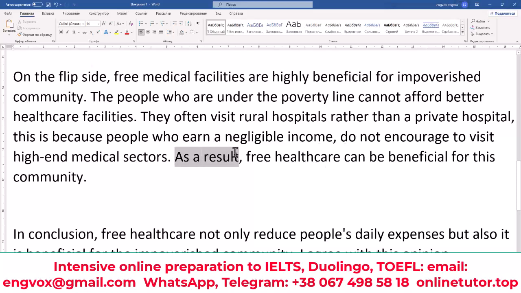Idiocy, because this learned, crammed "as a result", and there is no result here from these sentences, you see. "On the flip side", "as a result" smells of something bad, negative, to put it in simple words, but here everything's positive. I mean, just put the idea: free healthcare can be beneficial for this community.